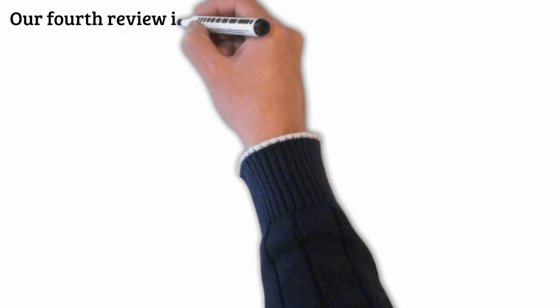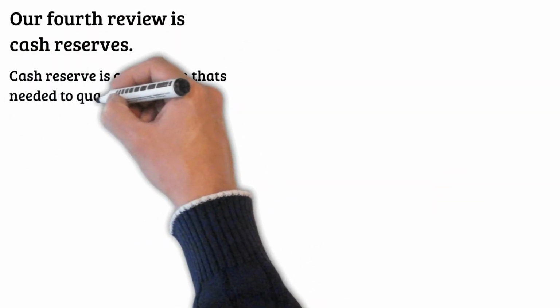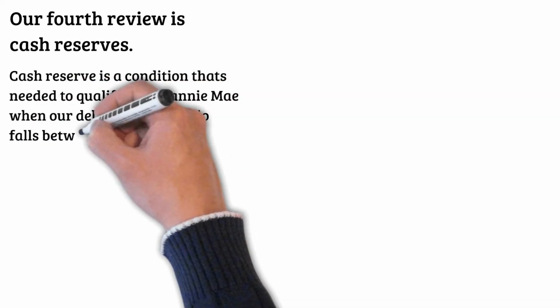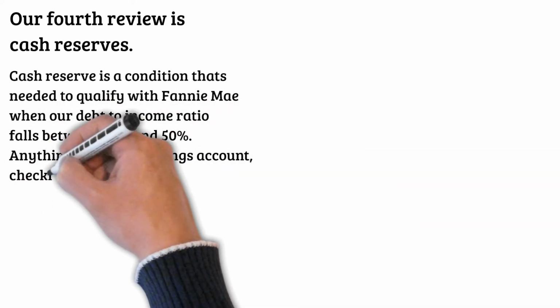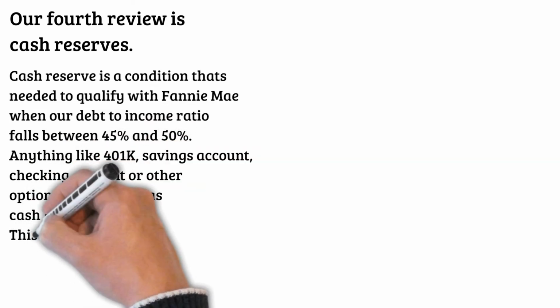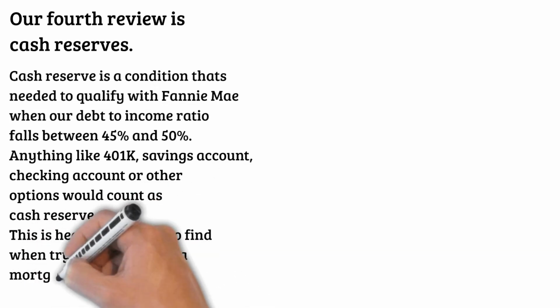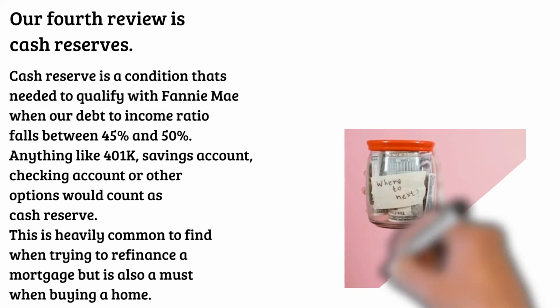Our fourth review is going to be about cash reserves. There is a guideline that Fannie Mae has set in place that says between 45 and 50% DTI ratio, we're going to need to have the client qualify with cash reserves saved on the side. Now, this could be anything. This could be a 401k, savings account, checking account, any account that has cash reserves in it. But if our debt to income calculation lands between 45 and 50%, we will need cash reserves in order to qualify our client.